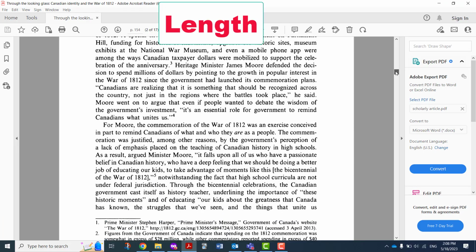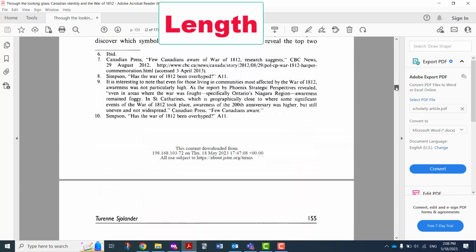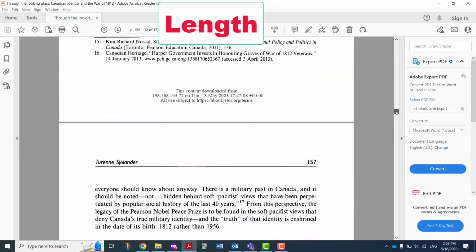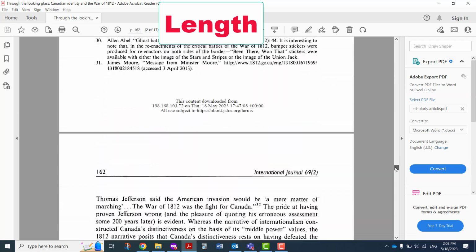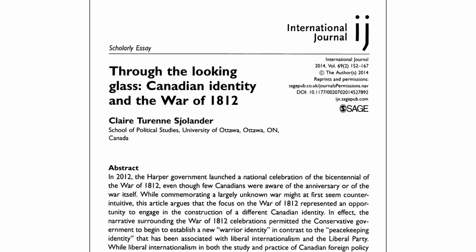Third, this type of article tends to be a lot longer than news or magazine articles. This one is 16 pages long, while the magazine article is only 2 pages. Because they are so long, scholarly articles often begin with an abstract, which is a summary of the main points.